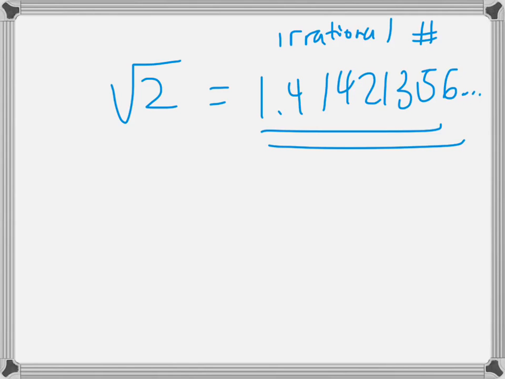Because it never terminates, it never repeats. I could write to the end of my life. My child could pick up that same task and write to the end of their life. Their child could pick up the same task, write to the end of their life, and I would never get to the last digit of the decimal representation of this number.